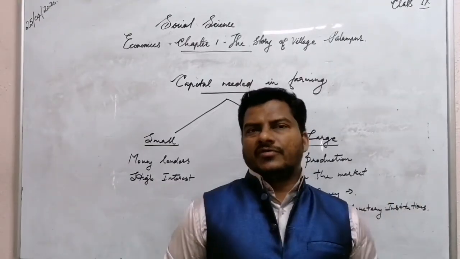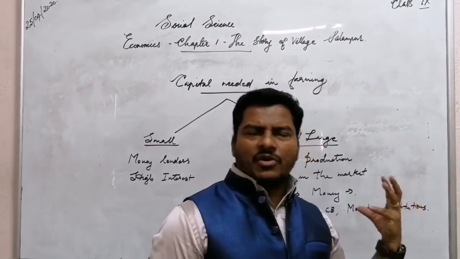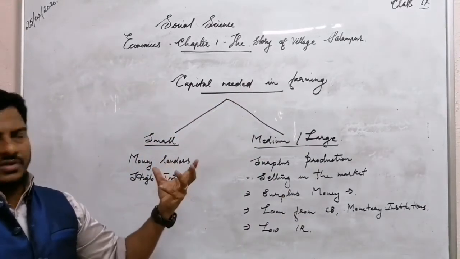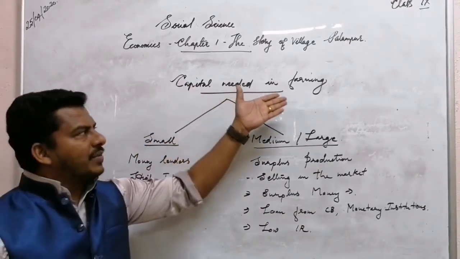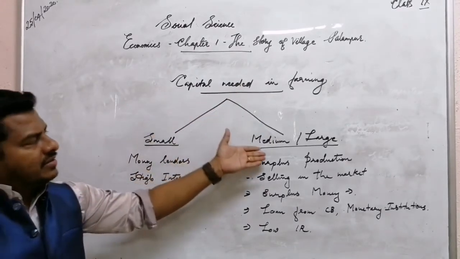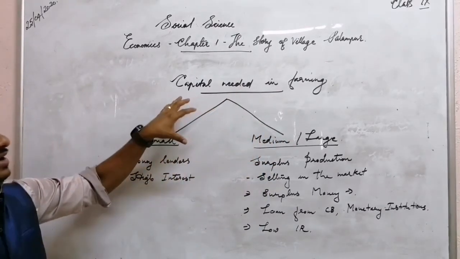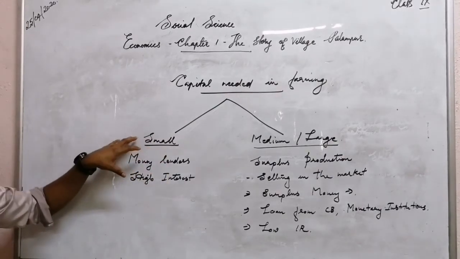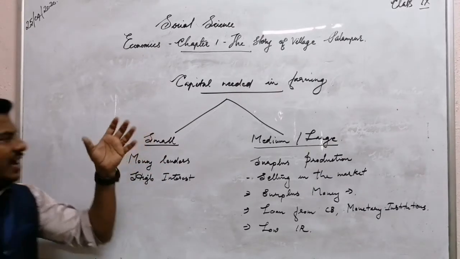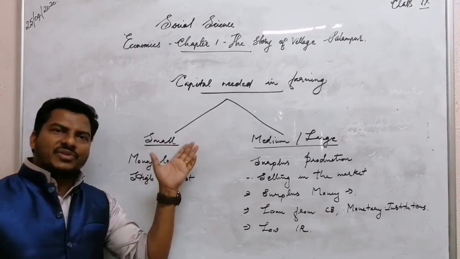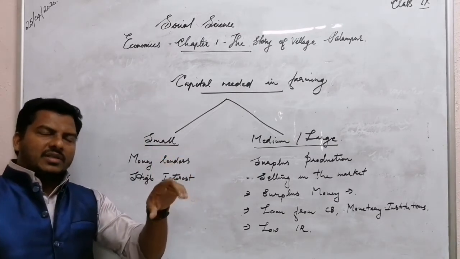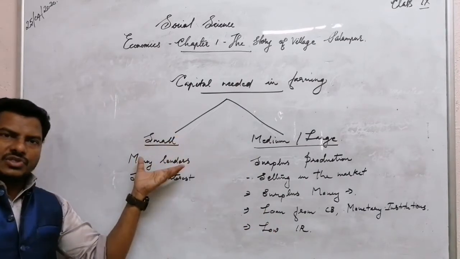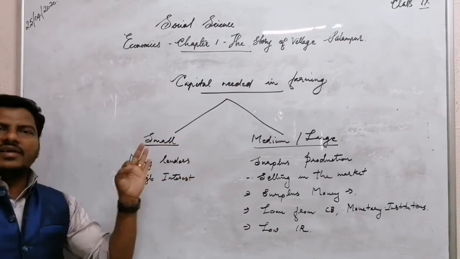Another requirement of production is capital. In our village Palampur, where will they get capital for production? The capital needed in farming. For small and medium and large farmers, where will they get capital from? Small farmers are producing for self-consumption and their production is only for their own use. That's why they will never sell products in the market. They will get capital from money lenders at a high interest rate.